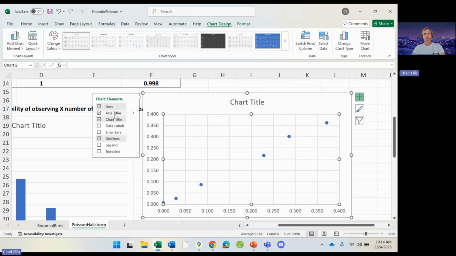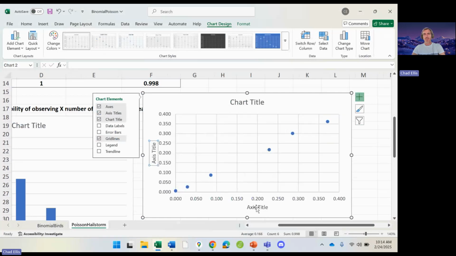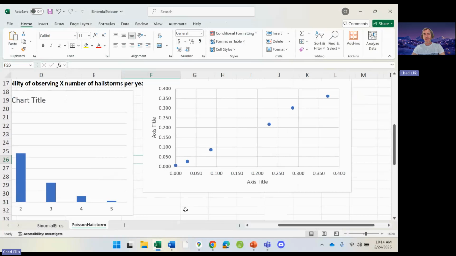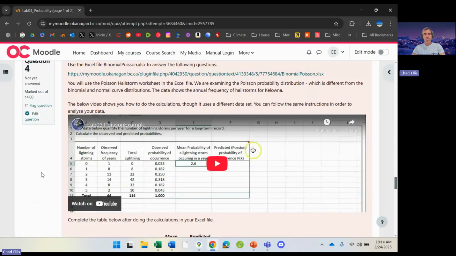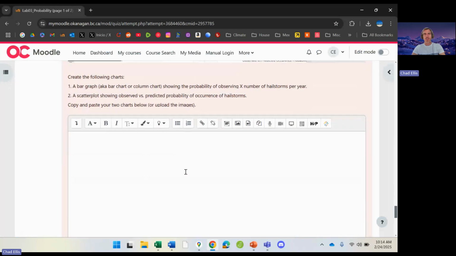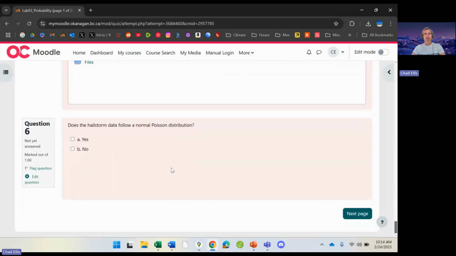And remember, of course, to put in your axis titles: observed probability versus Poisson probability. Save it as a picture file along with your column chart and upload those files in the Dropbox down here in image format. So question 6: does the hailstorm data follow a normal Poisson distribution? Basically, you're going to be looking at your scatter plot to determine whether yes or no.